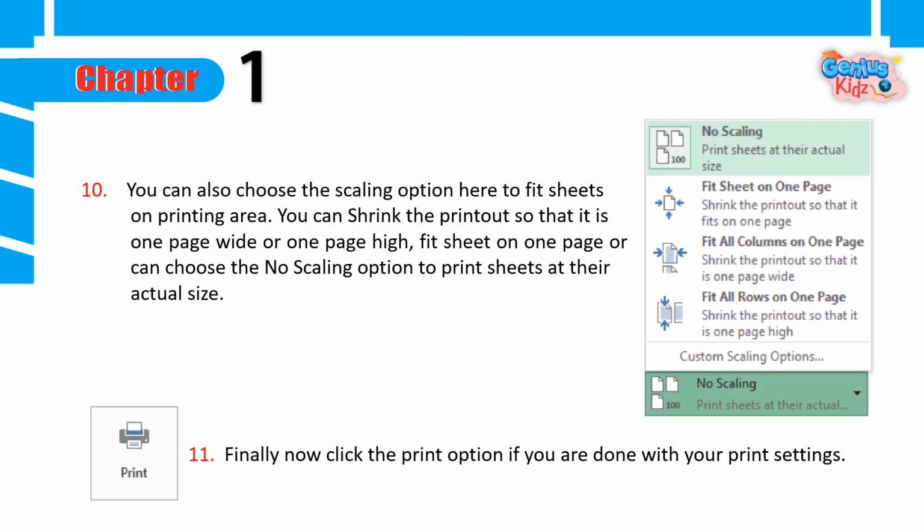10. You can also choose the scaling option here to fit sheets on printing area. You can shrink the printout so that it is one page wide or one page high, fit sheet on one page, or can choose the no scaling option to print sheets at their actual size. 11. Finally, now click the print option if you are done with your print settings.